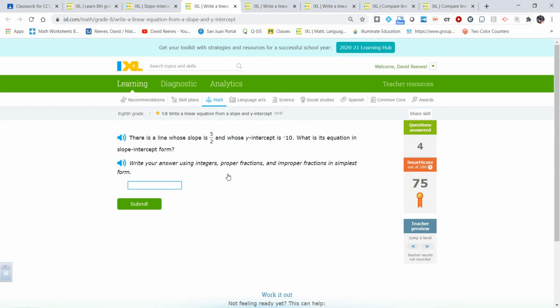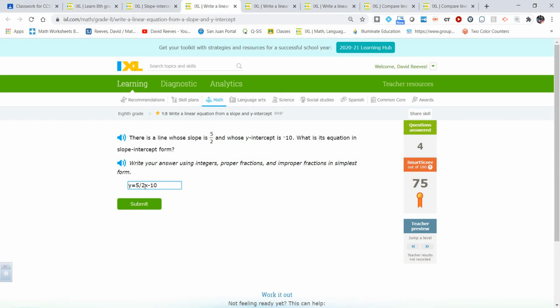Okay, so now they took the little boxes away, so now we actually have to type it. So I'm going to put y equals, the slope is 5/2, so I'm going to put 5/2, and then x, and then minus 10. y equals 5/2 x minus 10.